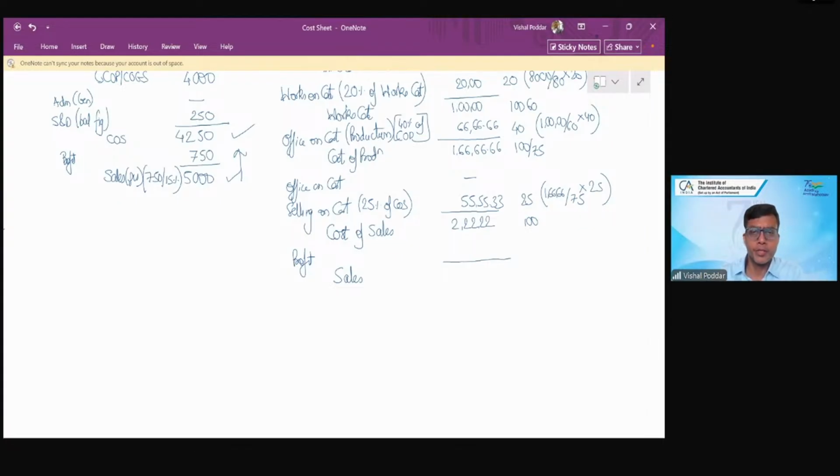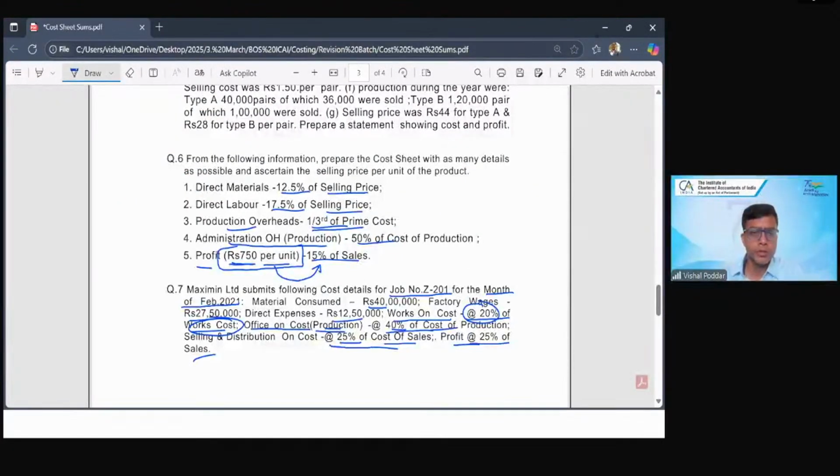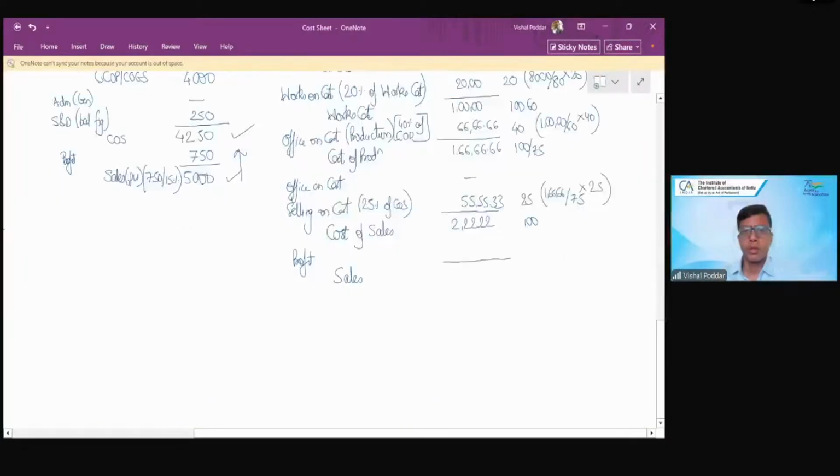What is given for profits? 25% on sales. So 1/4 of sales is equal to 1/3 of this. So you can take 1/3 of this, and adding that will give you the sales. How much it comes to, students? 7407. Perfect.